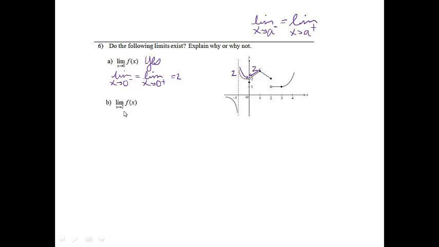All right, the next one, we want to find the limit as x approaches 2. So again, I'm going to take that exact same approach. As I'm approaching 2 from the left, I'm coming into a y value of 2, it looks like again. And as I'm approaching from the right, I'm approaching a y value of 1. So 2 definitely does not equal 1. So in this case, no, the limit does not exist. And the reason is that the limit as x approaches 2 from the left is equal to 2, and the limit as x approaches 2 from the right is equal to 1. Those two limits do not equal each other.